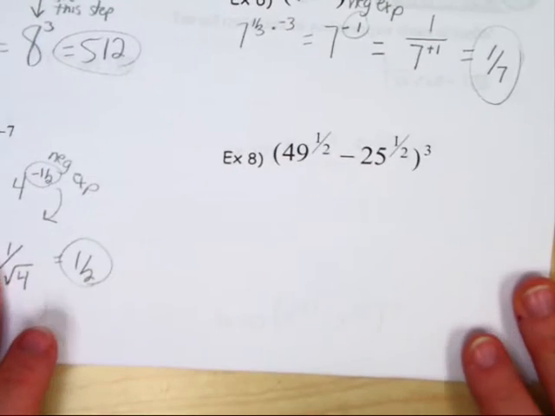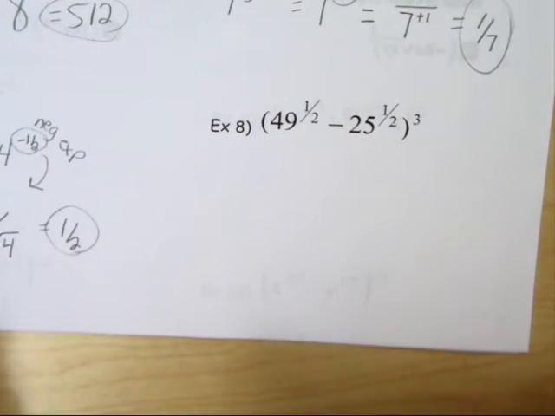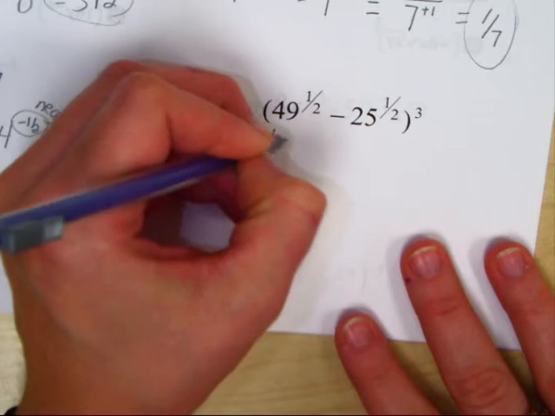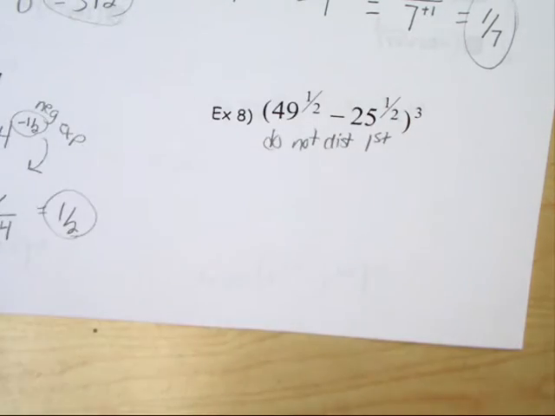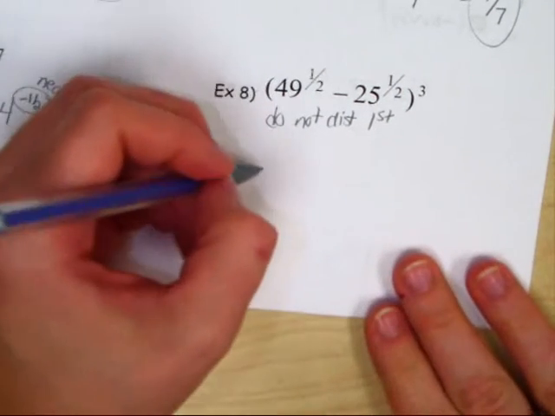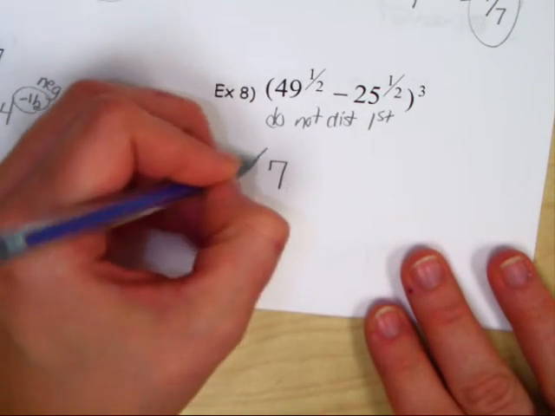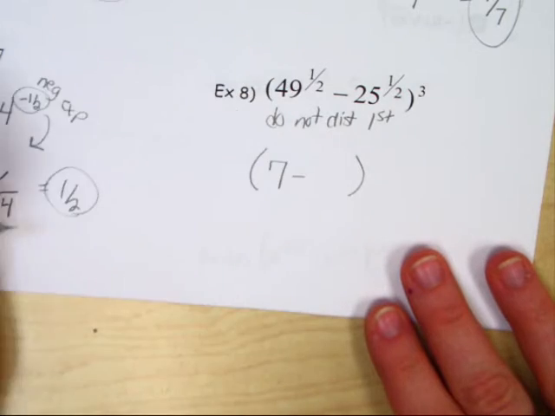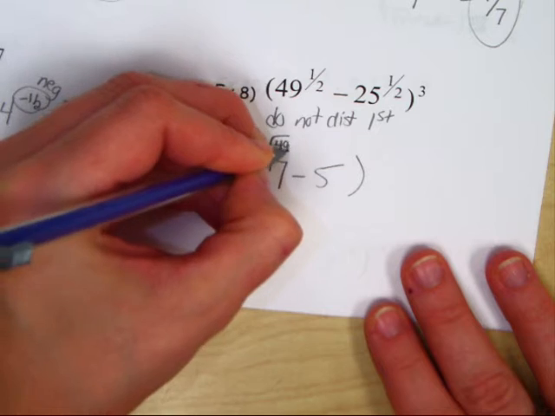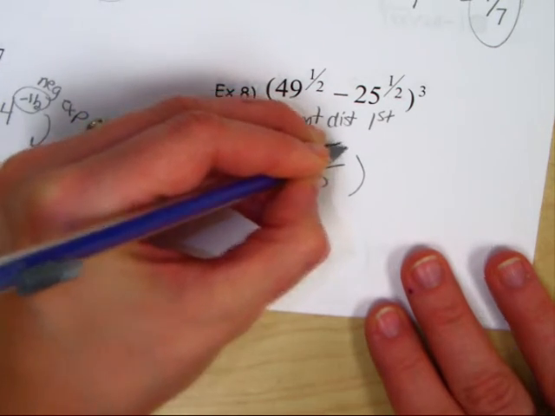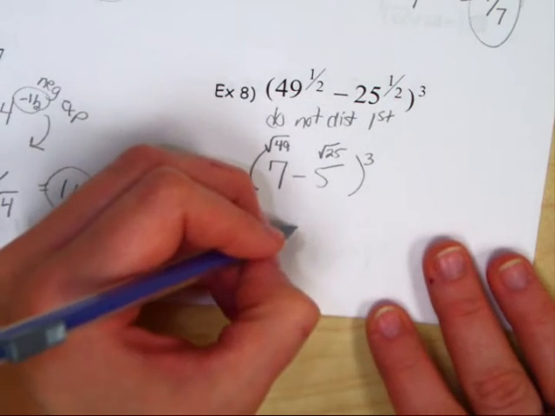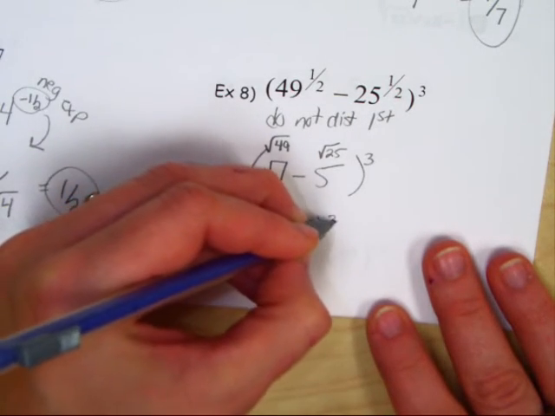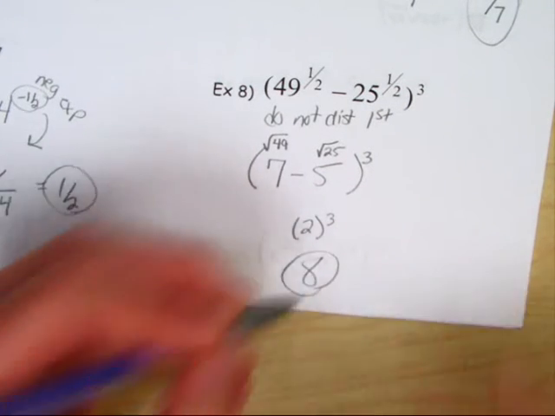Moving on. This one's a little tricky. Do not distribute first. Do not distribute first. Let's simplify first. 49 to the 1/2 is 7. 25 to the 1/2 is 5, because it's the square root of 49 and the square root of 25, to the 3rd. Well, that's 7 minus 5 is 2 to the 3rd, which is 8.